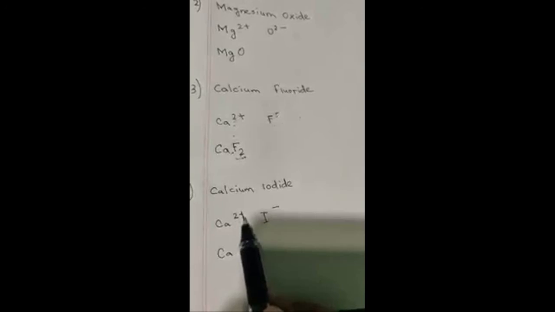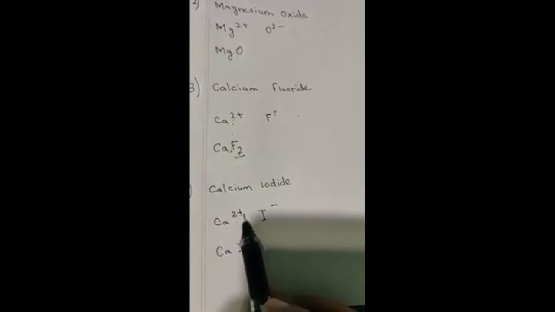Similarly, if you do the next one, calcium iodide, Ca2+, the 2 from the calcium comes over here, and since there is no number, nothing comes here. CaI2.